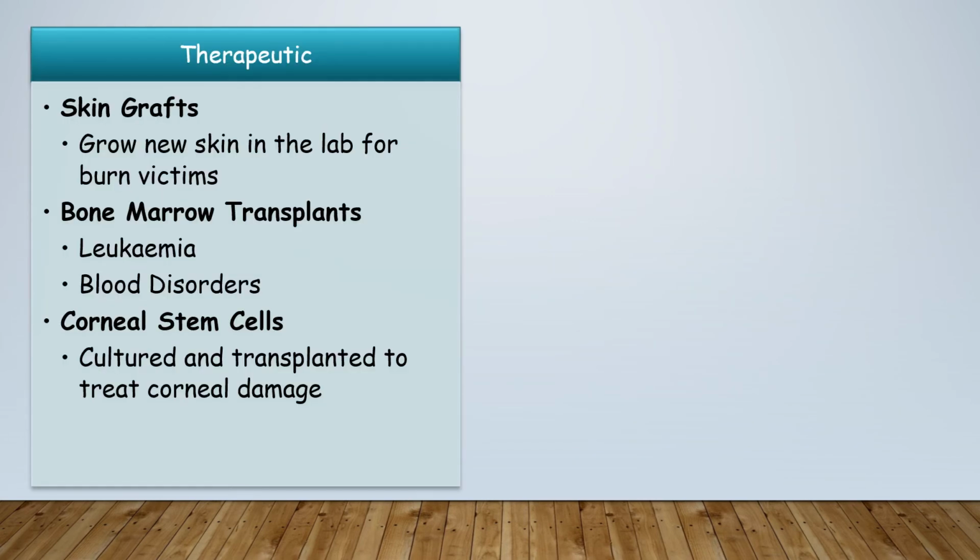Stem cells are of great interest in many forms of therapy, including skin grafts, where we can grow new skin in a lab for burn victims, bone marrow transplants, so the blood stem cells found in bone marrow to treat leukemia, cancer of the blood, or other blood disorders, and even corneal stem cells, so we can culture and transplant these to treat corneal damage.